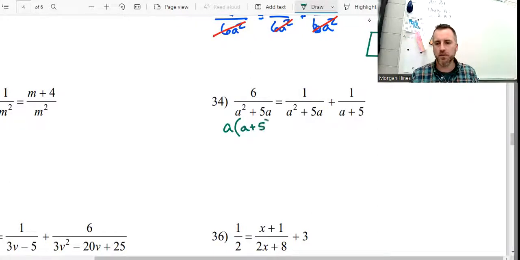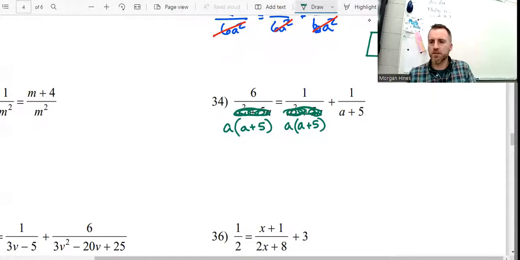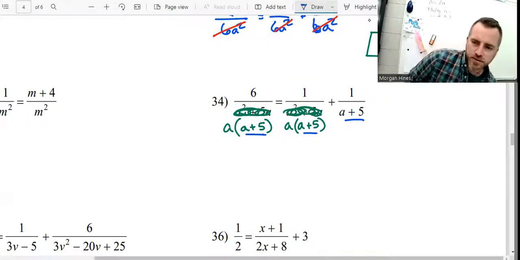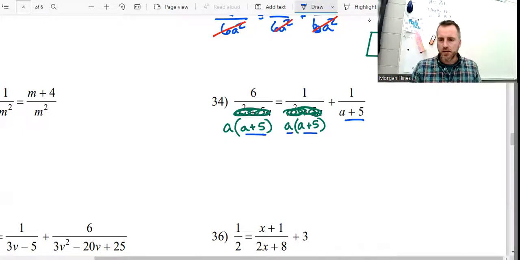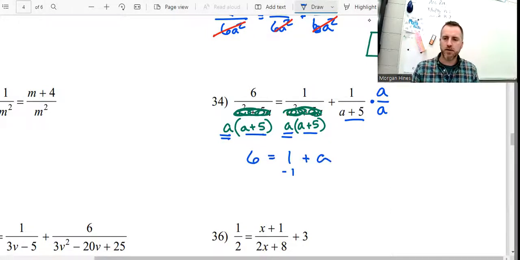And when we do that, we see that both of these first denominators can be factored into a times a plus 5. And why is that significant? Because we see that all of those denominators have an a plus 5 as a factor. The only other factor is the first two denominators have a's in them. The last one doesn't. So we're going to multiply it by a so that it now has the same denominator. We have to multiply the numerator as well. We get 6 equals 1 plus a. Subtract 1 from both sides. Once the denominators are the same, I cancel them out and only look at the numerators. And I get a equals 5.